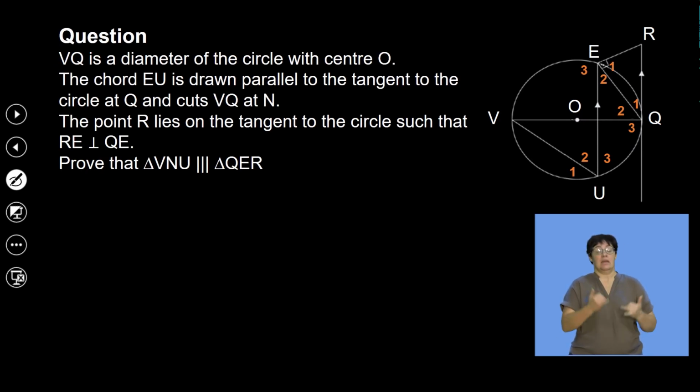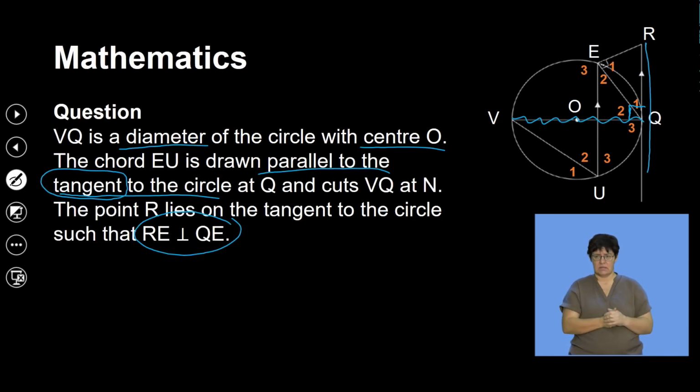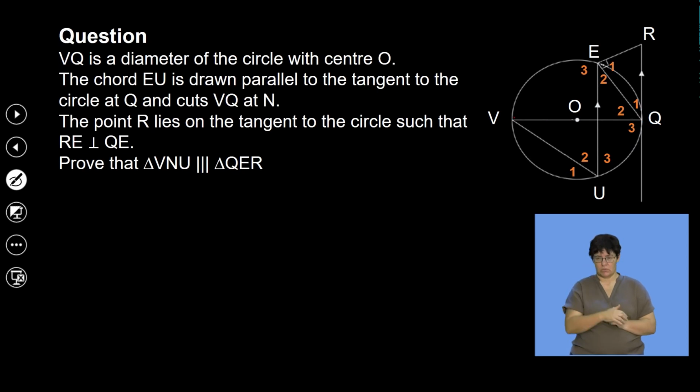Now we need to prove that VNU. So remember, go to the diagram, show what triangle they want you to focus on. So V, that's where I start, N, where is my N now? So I think my N is supposed to be there by where the radius is intersecting the EU line, right? Yes, so it's supposed to be there. It cuts VQ at N, yes, so my N will be there. Sorry about that. So this triangle here, we need to prove that it is similar to QER.